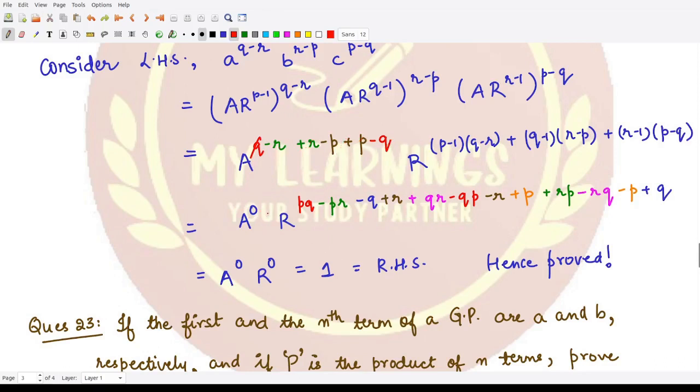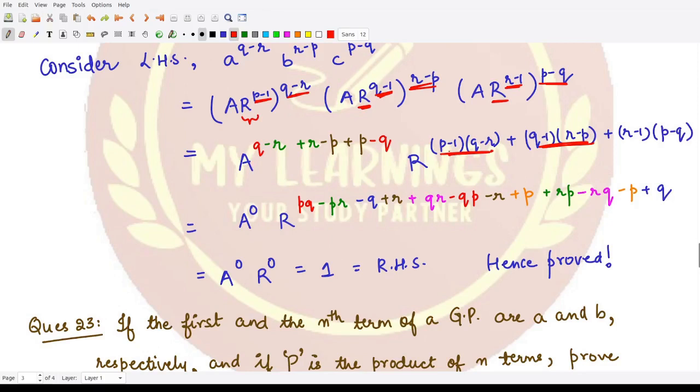Okay, next, what about R? Capital R. The power of this capital R here is p minus 1 multiplied with q minus r. So this is what I have written. Next, here what is the power of this capital R? It is q minus 1 multiplied with r minus p. This is what I have written. And the power of capital R here would be r minus 1 multiplied with p minus q. So here I am using the result a raised to power m plus n is equal to, sorry, I am using the reverse result, a raised to power m into a raised to power n is equal to a raised to power m plus n. When the bases are same, powers or the exponents get added, right? So this is what we are using here.